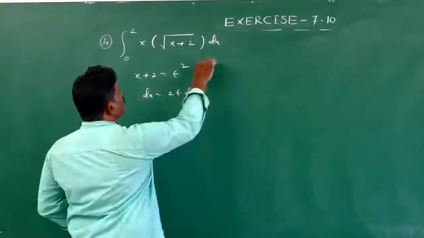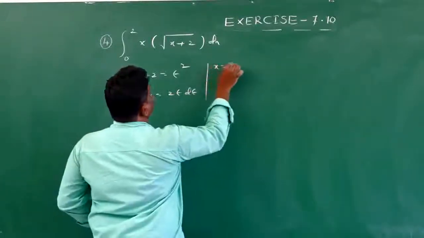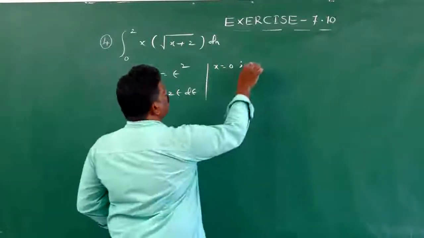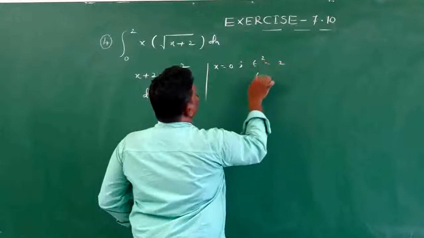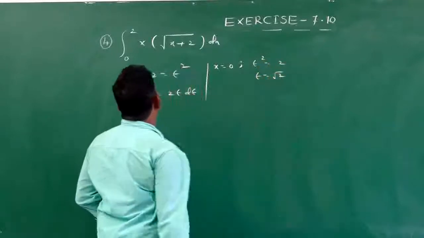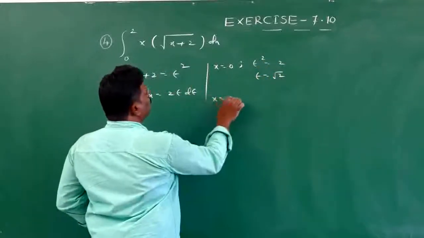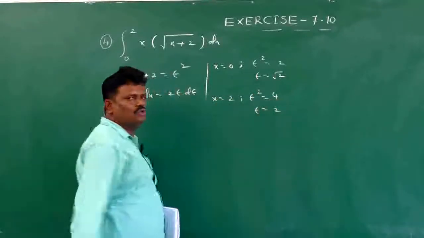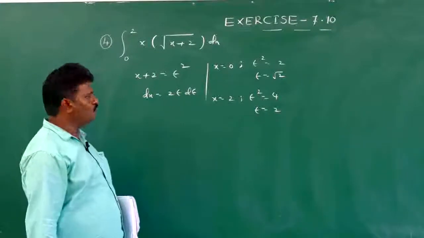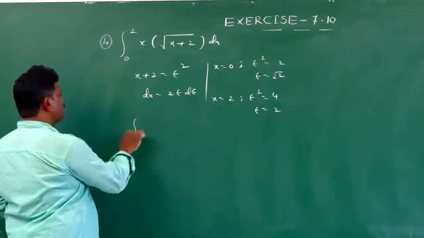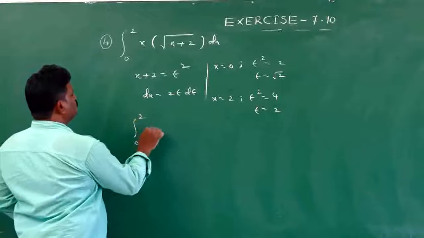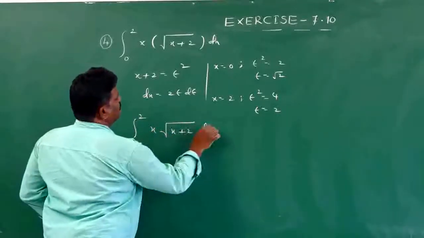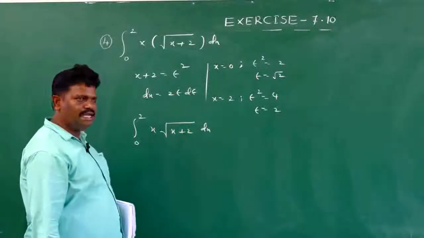Now for the limits: x is equal to 0, then t square is equal to 2, t is equal to root 2. x is equal to 2, then t square is equal to 4, t is equal to 2. Now we substitute these values in the integral of x into square root of x plus 2 dx.